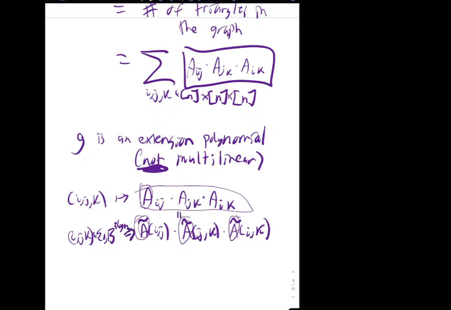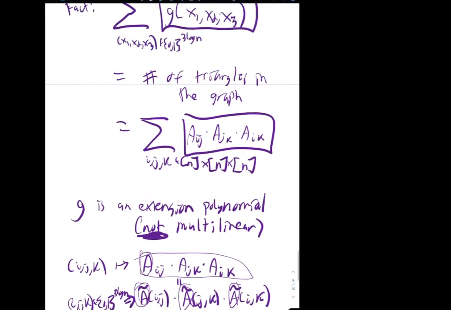Okay, does that make sense? So we specifically define G so that if you feed into it the Boolean indices of nodes i, j, and k, it spits out exactly what we want to sum. That is 1 if they form a triangle and 0 if they don't. Does that make sense?